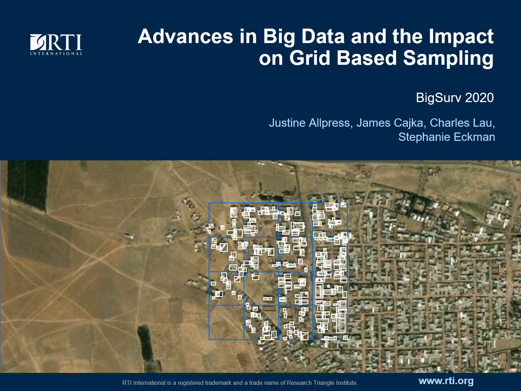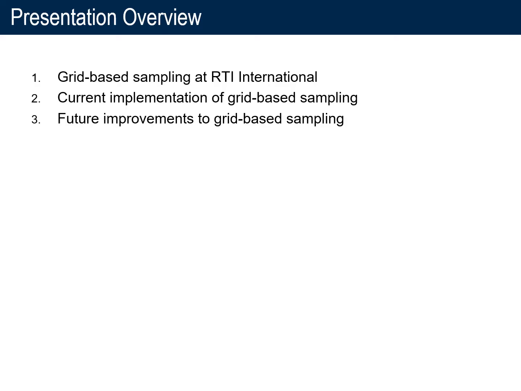My name is Justine Allpress, and I'm a research geospatial scientist at RTI International in Research Triangle Park, North Carolina. My presentation today is Advances in Big Data and the Impact on Grid-Based Sampling. The presentation will focus on three areas: the origins of grid-based sampling at RTI International, the current implementation of grid-based sampling, and then future improvements to the methodology.